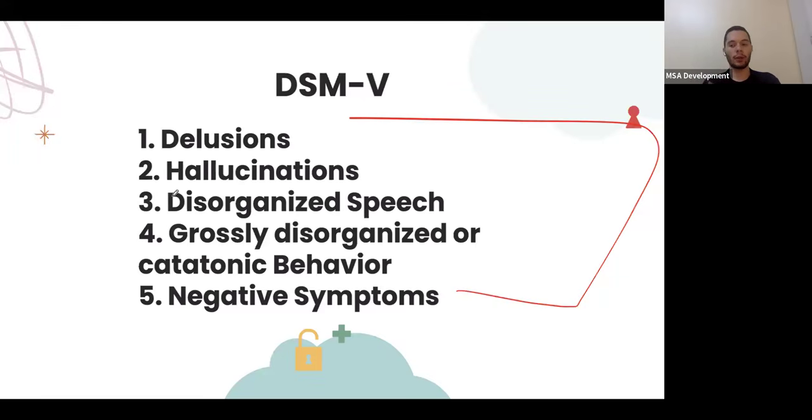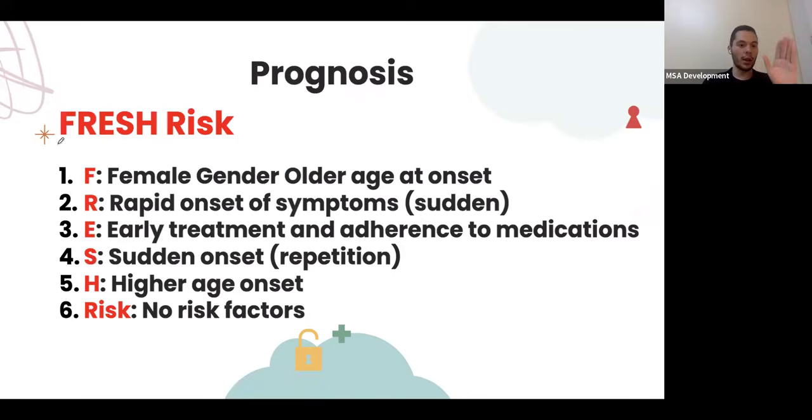Less than 1 month is brief psychiatric episode. 1 to 6 is schizophreniform. More than 6, schizophrenia. Finally, on to prognosis. There's this mnemonic for a good prognosis of schizophrenia. Remember, fresh, risk. F for female gender. Female gender, rapid onset of symptoms. So if it's sudden development of positive, negative, and cognitive symptoms, this is a good prognosis.